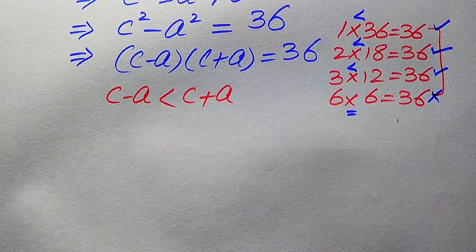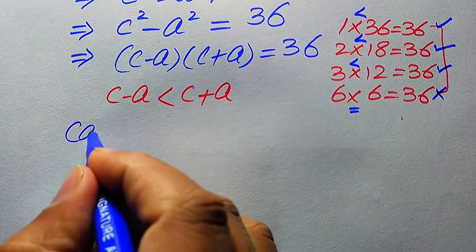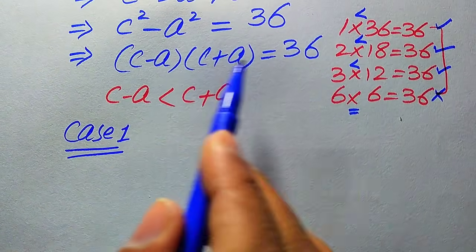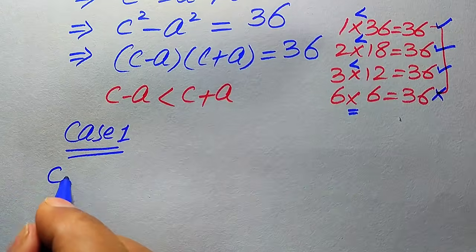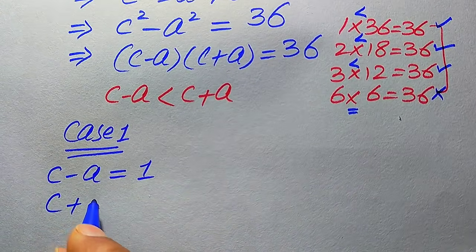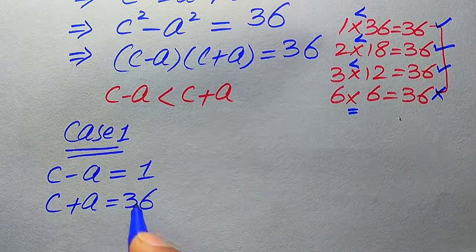So here we first move towards our first case. In the first case we compare both of these two factors with 1 and 36, and it will be written as c minus a equals 1 and c plus a equals 36.